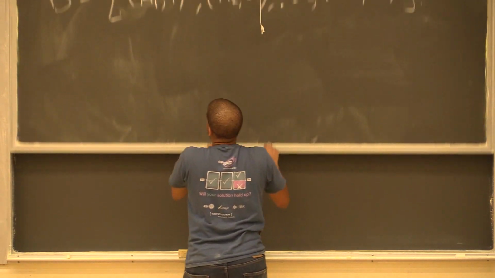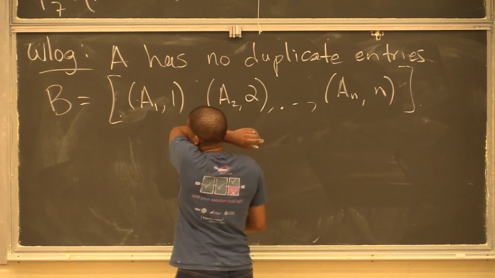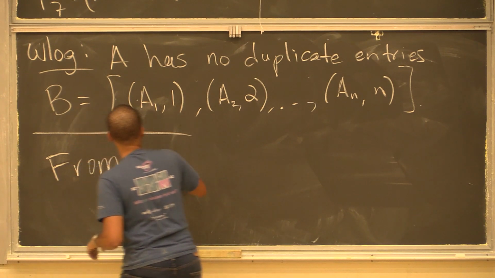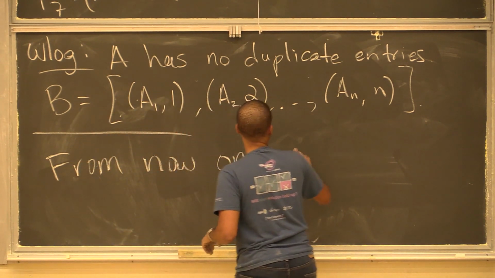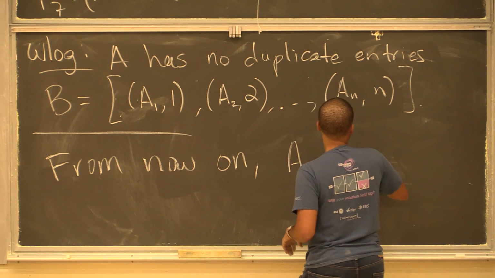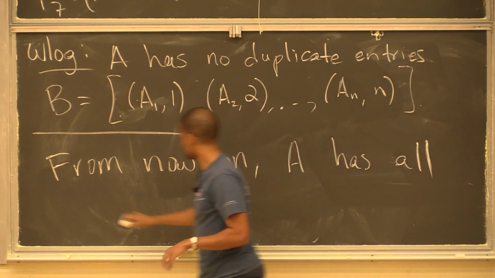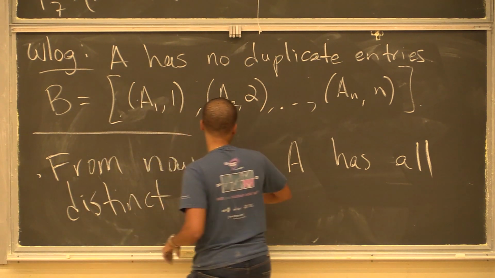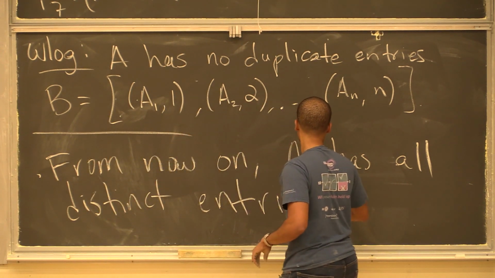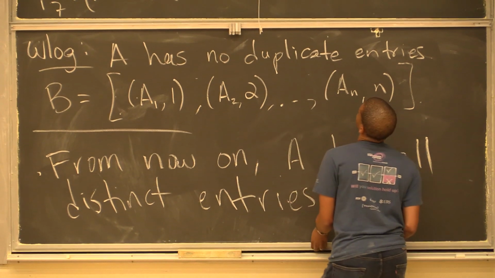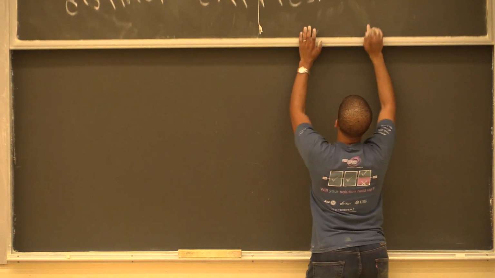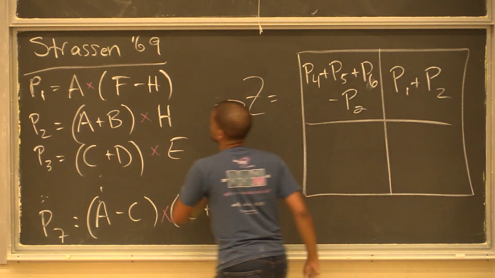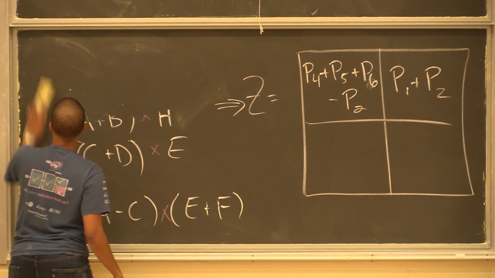Actually, good. So from now on, A has all distinct entries. Okay, so now what's this algorithm going to be?